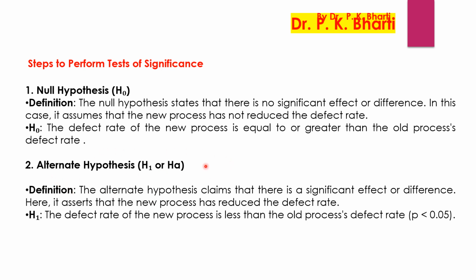Then we can select the alternate hypothesis also. The alternate hypothesis claims that there is a significant effect or difference. It asserts that the new process has reduced the defect rate. We can write the alternate hypothesis as H1: the defect rate of the new process is less than the old process defect rate.